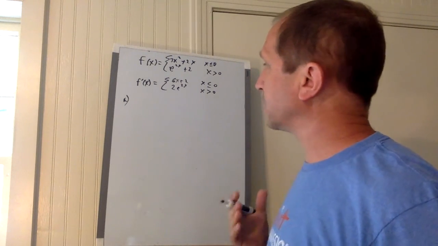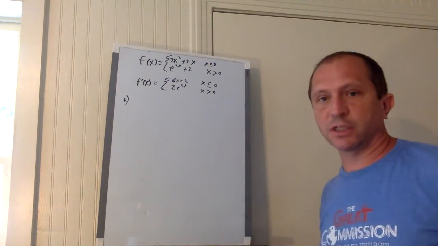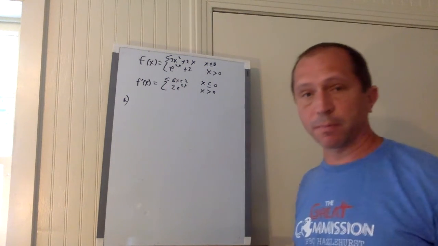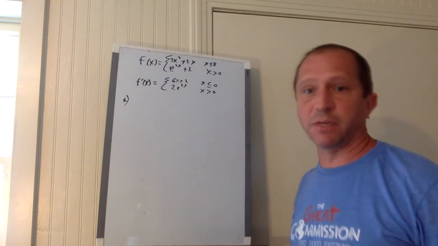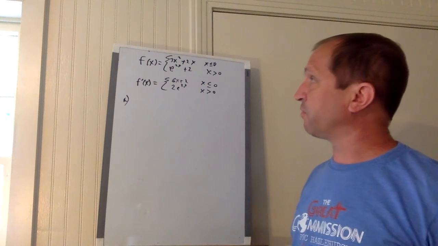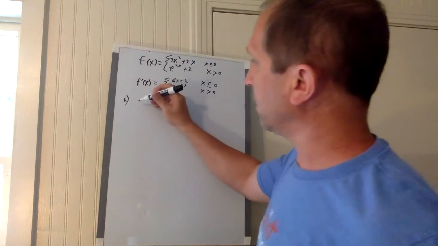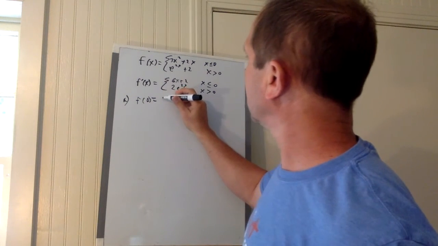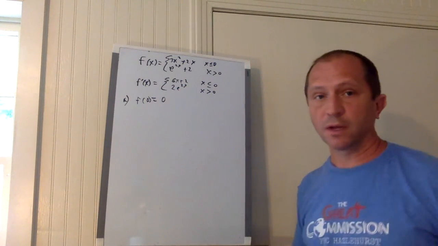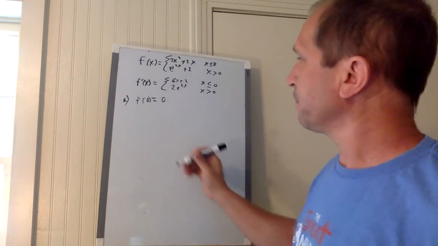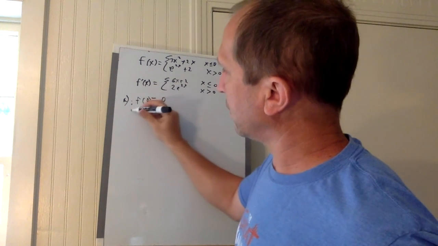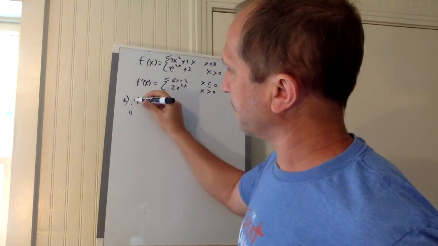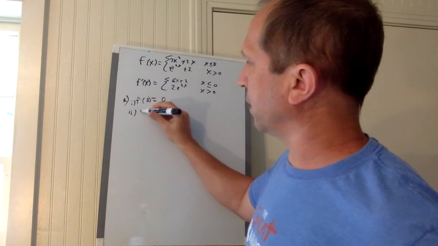First problem, just ask about, okay, is this function continuous at 0? Remember, there are 3 stipulations for a function to be continuous at a value. The value must exist. Okay, well, f of 0 is 0. So f of 0 exists. So now I'm going to check for the limit.